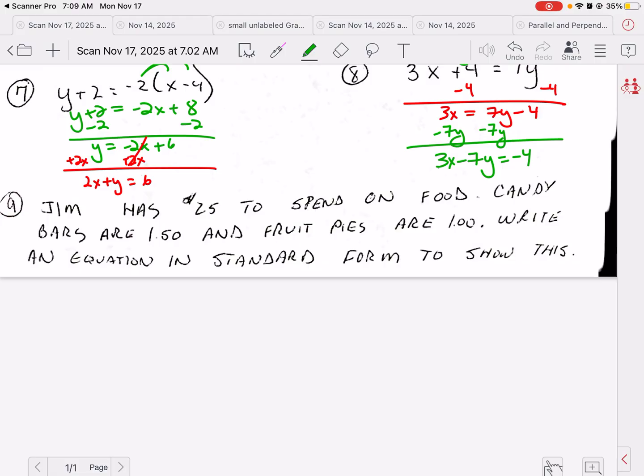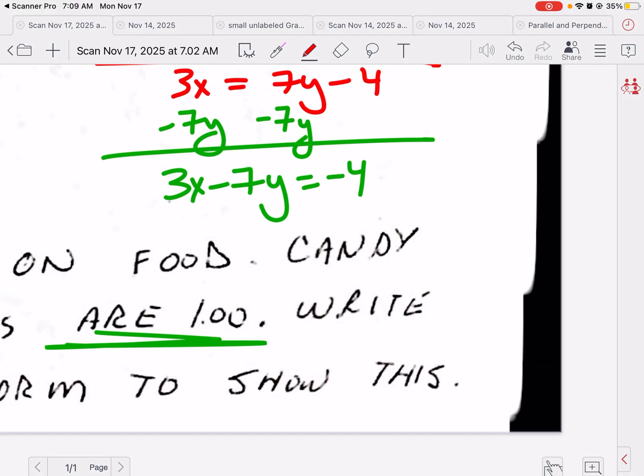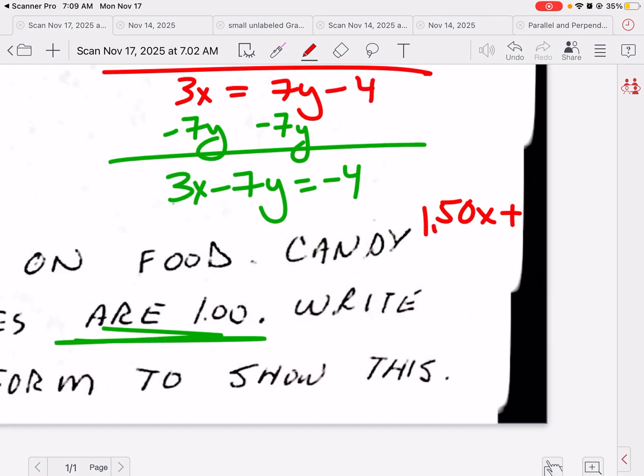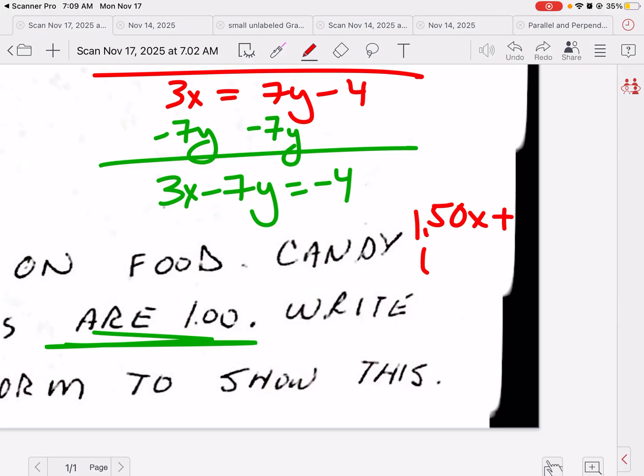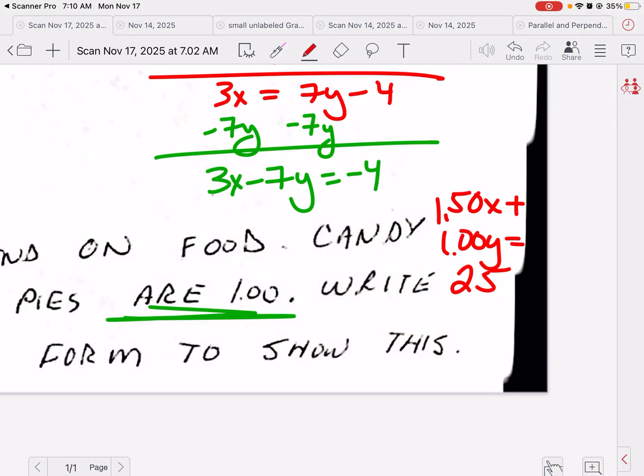So Jim has $25 to spend on candy bars, and candy bars are $1.50 and fruit pies are $1. Write an equation in standard form to show this. Okay, so it's $1.50 per candy bar and $1 per fruit pie. So we would have 1.50x plus 1y, or 1.00y if you want to write it that way, equals 25 total dollars. And that's written in standard form because we have the x and y together equals the total.